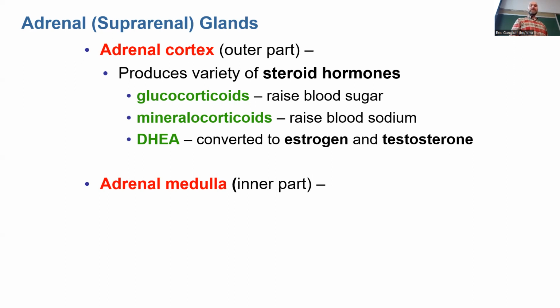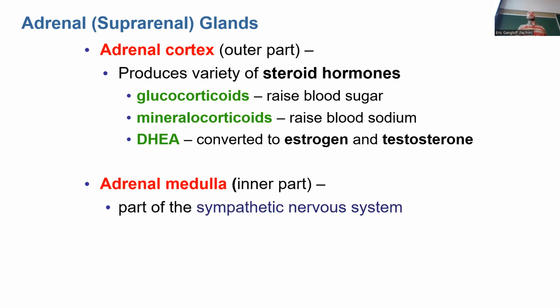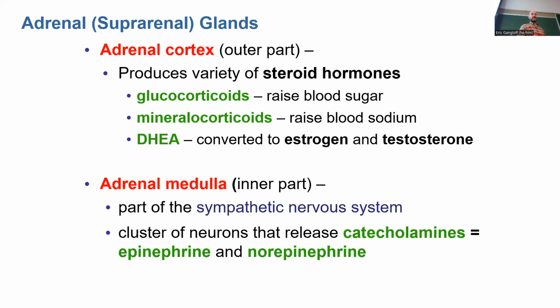The adrenal medulla, the inner part, is essentially part of the sympathetic nervous system more than an endocrine gland in itself. It's innervated via the sympathetic nervous system, and there are clusters of neurons that release catecholamines, specifically epinephrine or norepinephrine. So this is commonly what we call adrenaline.